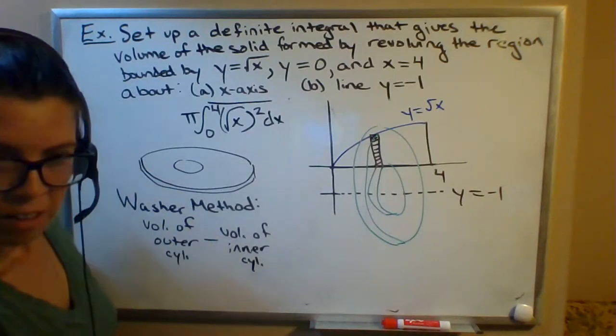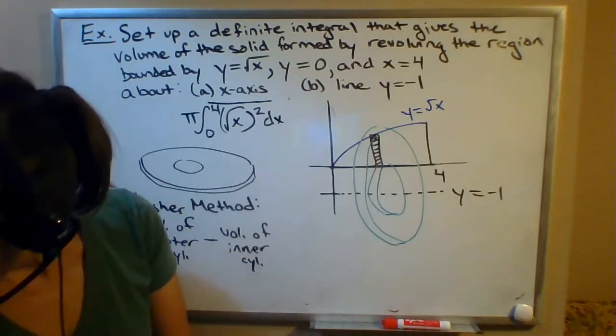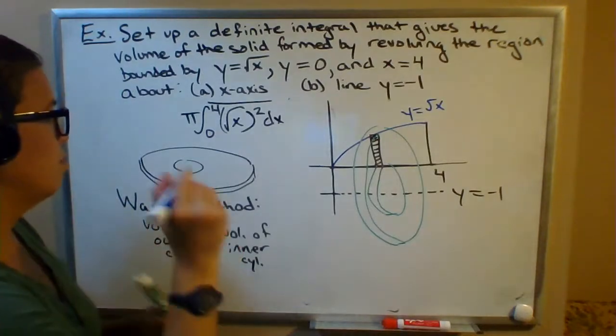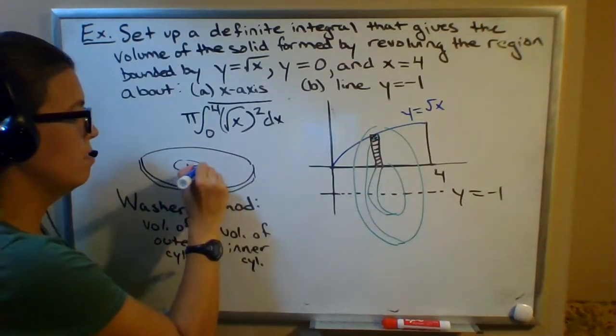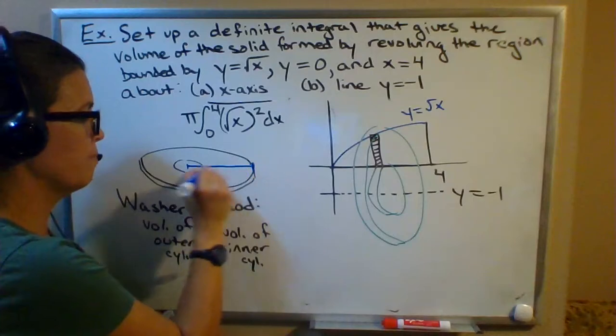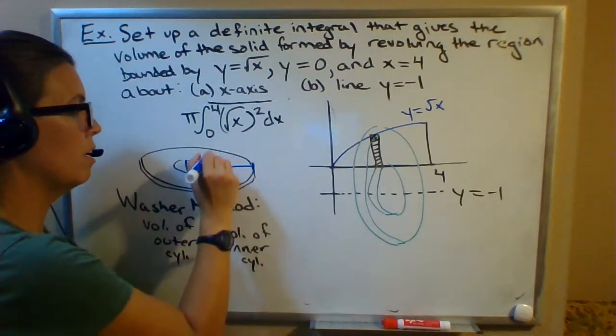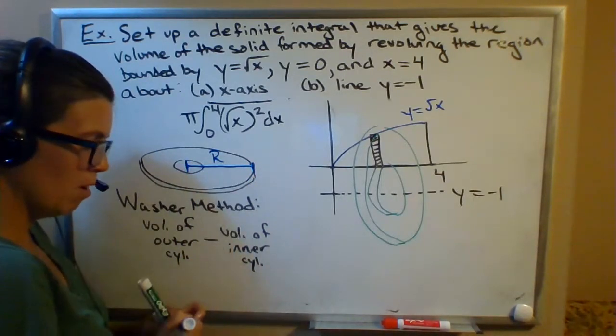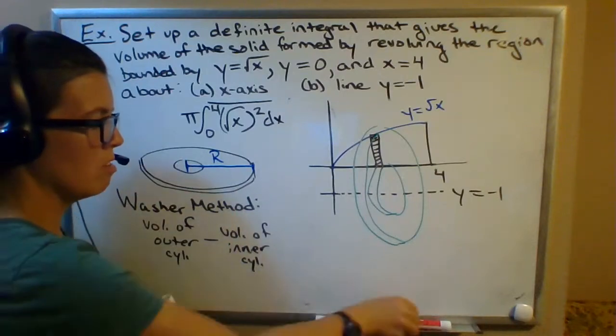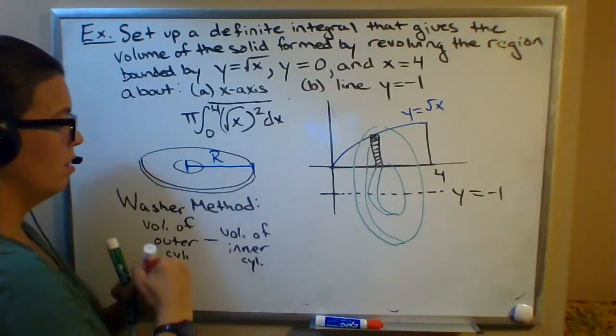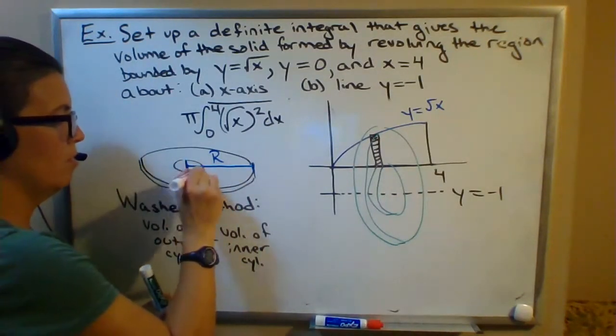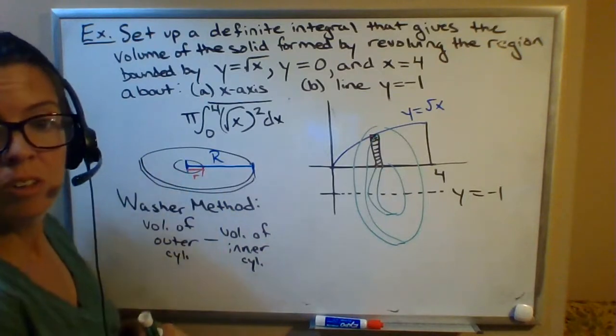If I call this, and forgive me if it doesn't match the other notation in the notes, but I like to call the radius of the outer cylinder, I like to use capital R, so big R for the radius of the outside cylinder, and then little r here for the radius of the inner cylinder.